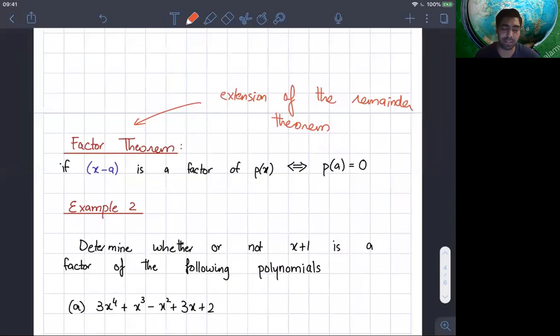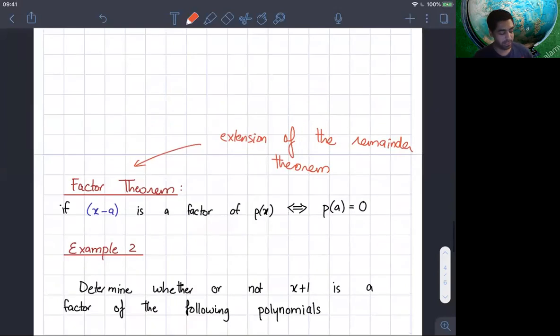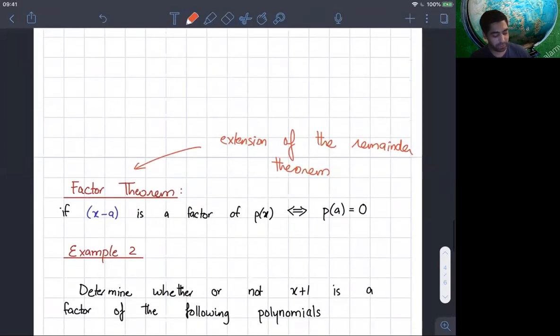Now that might sound a little fancy, but it's very obvious. And I'll show you why. Firstly, what is this p of a? If you can recall what we did just now from the remainder theorem, this always gives us the remainder. And from basic math, you know that if a is a factor of b, then when you divide b by a, the remainder is going to be 0.